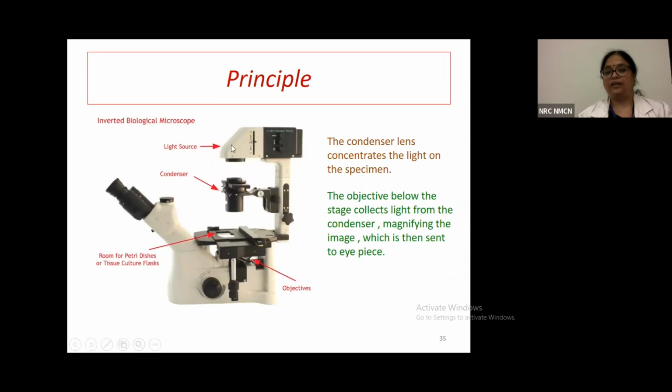So here is the light source that is above. Condenser is here below the light source. This is the stage, and the objective is placed below this stage. The objective below the stage collects the light from the condenser and magnifies the image, which is then sent to the eyepiece as in the bright field microscope.